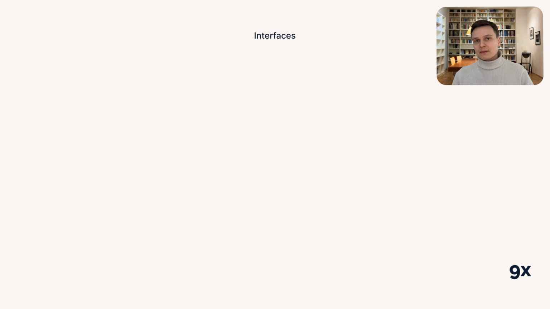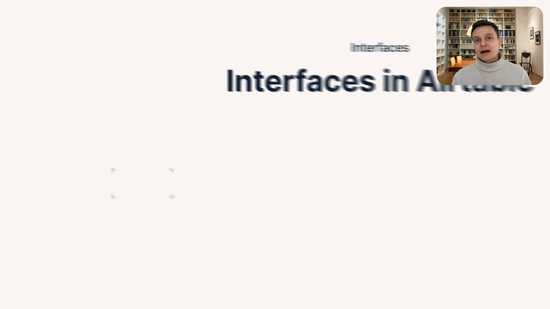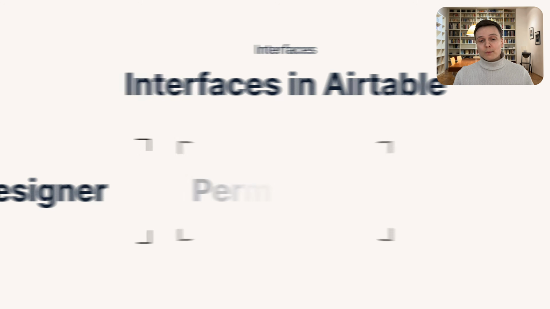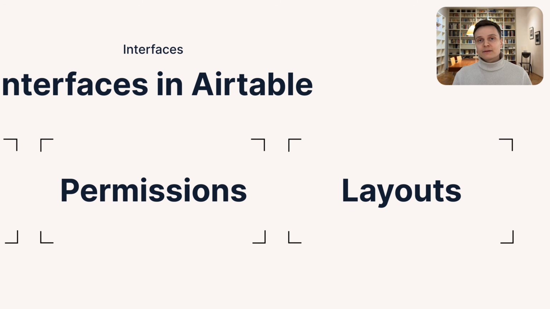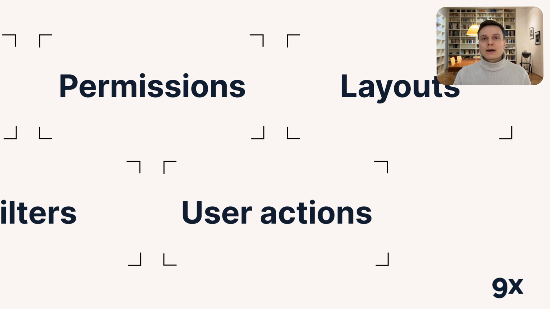All right, and we're already at part 3. Interfaces in Airtable. Here are the 5 things you should know about Airtable interfaces. This is where we're going to bring everything together and create custom interfaces for our users. First, we're going to take a look at the designer and how it works. And then you can configure interfaces in 4 ways. You can define the permissions, who has access to what, who can do what. You can pick a layout, there are different layouts available, and customize these. We're going to be able to filter data, and finally, we're going to be able to define specific user actions.